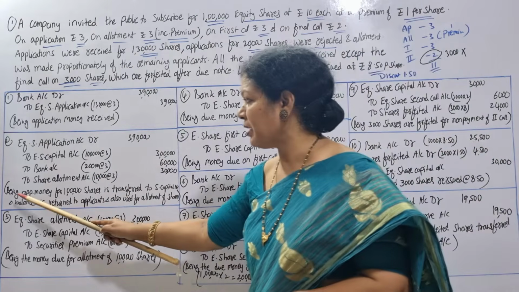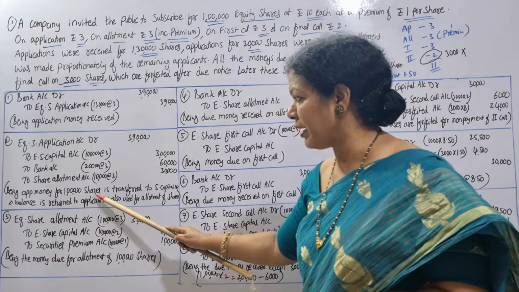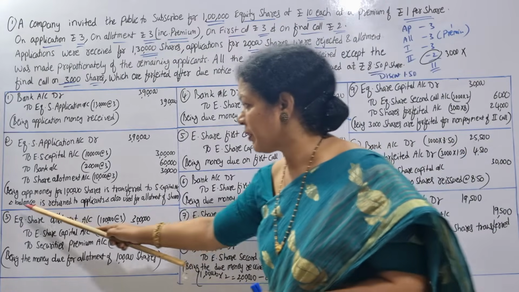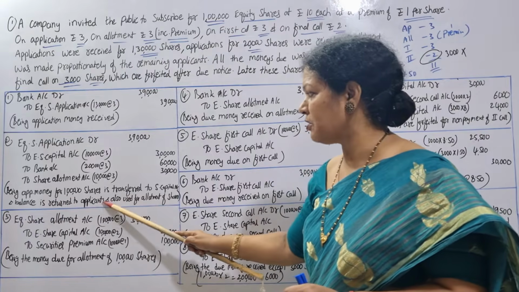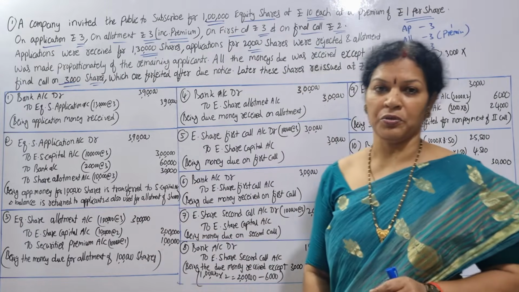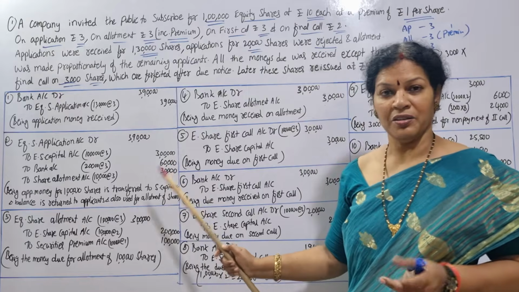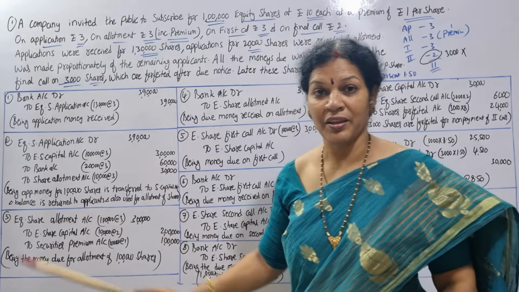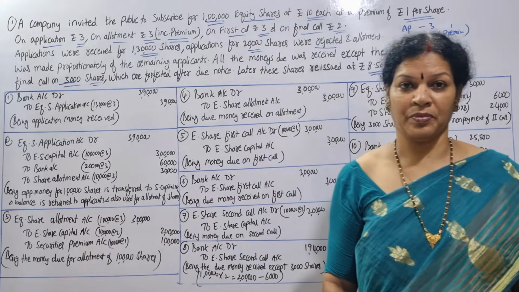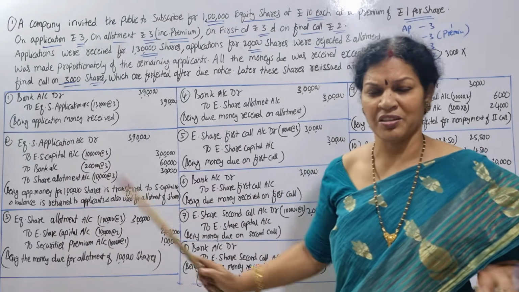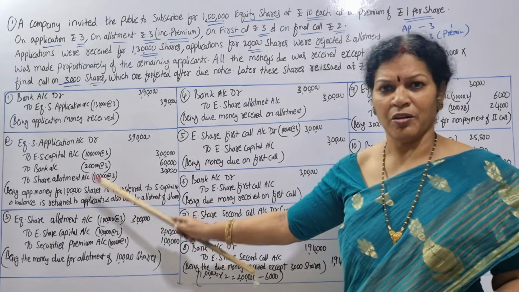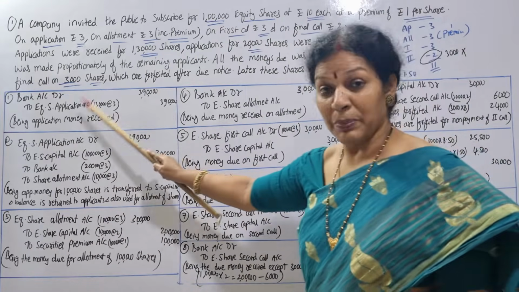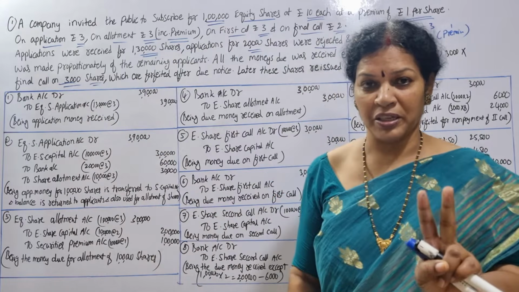For this, the narration we write is: being application money for 1 lakh shares is transferred to share capital account and balance is returned to applicants and also used for allotment of shares. 20,000 returned and 10,000 is used. So this is the entry for the oversubscription. If you understood this, the rest of the entries are normal. Application entries are over, 2 entries.